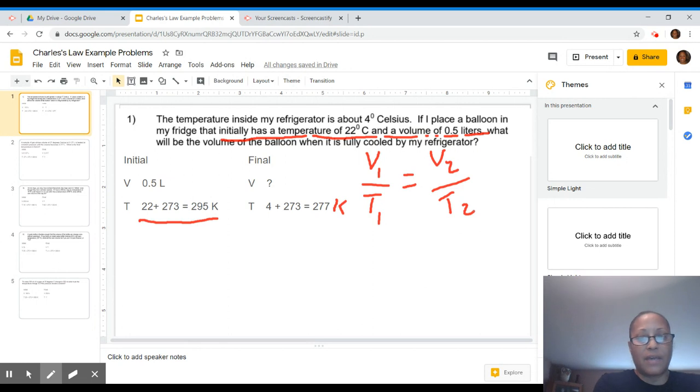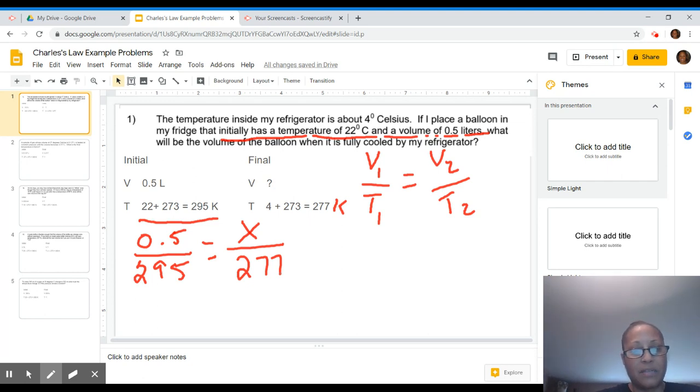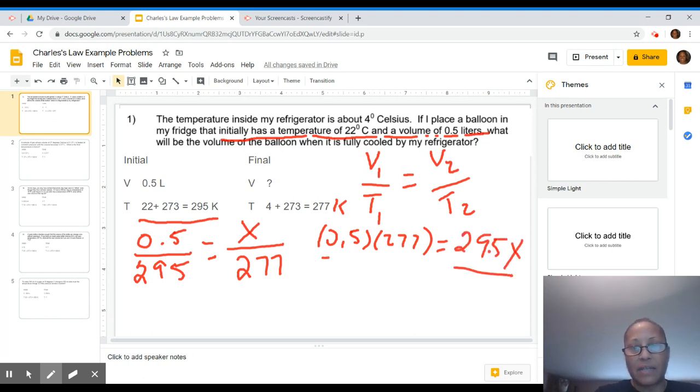When I plug all of that into my equation, it's going to look like this: 0.5 over 295, set equal to X, because I don't know what the volume is, over 277, which is my final temperature. Now this looks like a proportion that you did in algebra, which is real simple. You cross multiply and then divide. So if I simplify it, it ends up looking like this: 0.5 times 277 is equal to 295x. Divide both sides by 295.